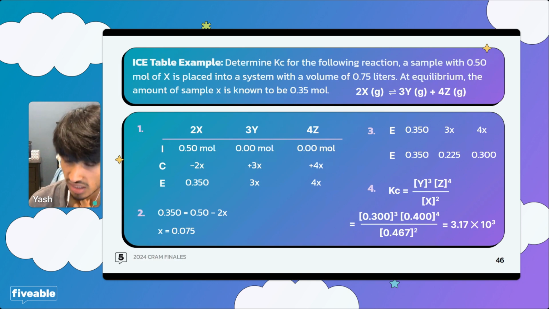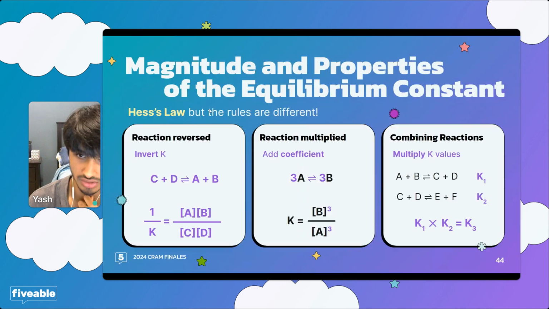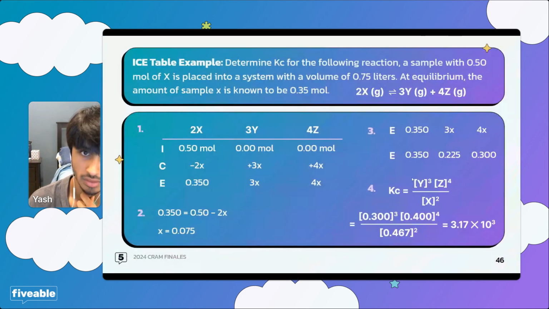When do we multiply K's? K's are just multiplied when you're summing equations like this, all the way to the right. Will E for the reactant be given in FRQ? It depends. They might give you the equilibrium concentration for a product, and you can find X that way.